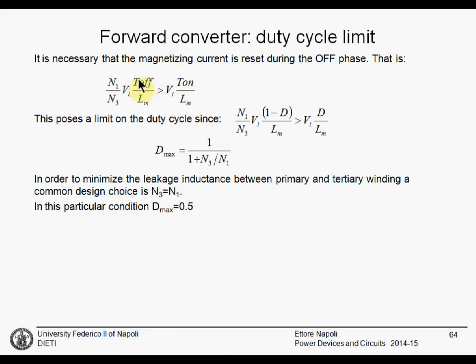Substituting T off with 1 minus D times T, where T is the period, we get the limit on the duty cycle. That tells us that this equation needs to hold, and then the duty cycle must be smaller, and we get a maximum duty cycle that is equal to 1 divided by 1 plus N3 divided by N1.